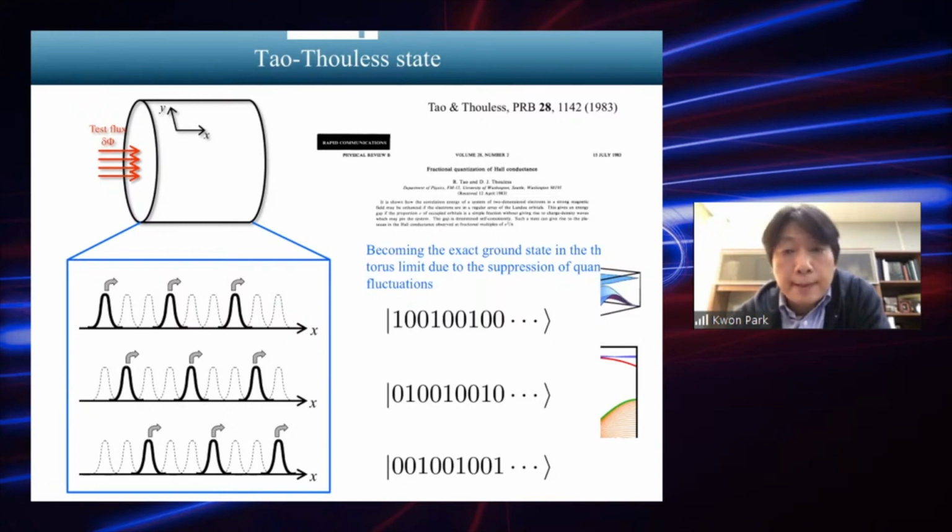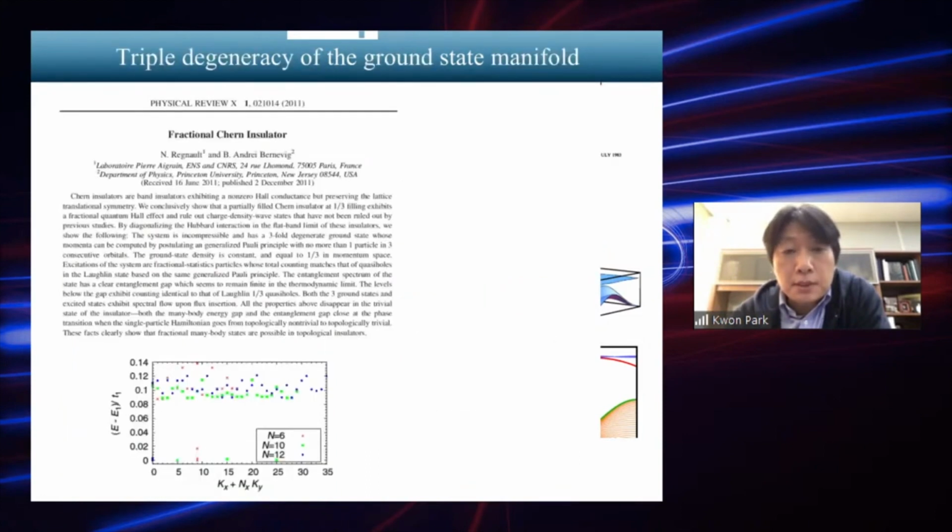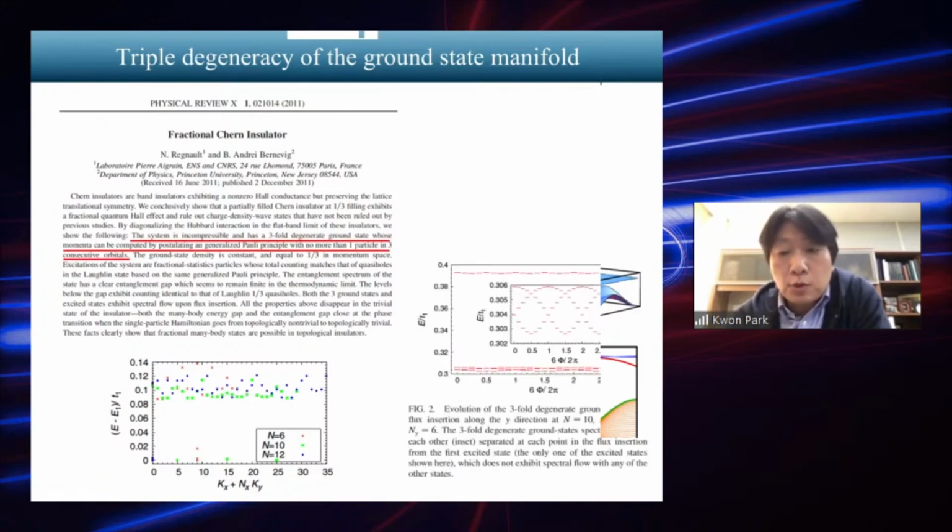Now, because of this idea, Regnault and Bernevig performed the exact diagonalization for the fractional Chern band, and they indeed found that there is a triple degenerate ground state manifold, and they form this winding as a function of flux insertion.